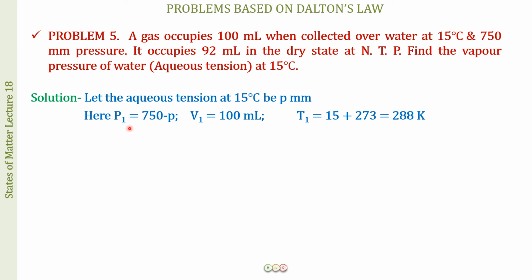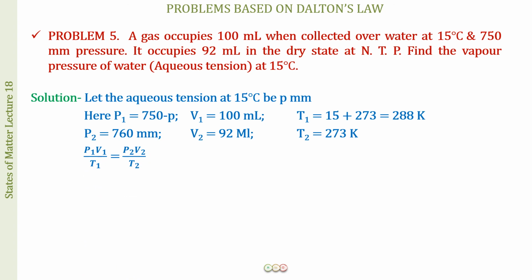right? And V1 given to us, the volume the gas is occupying, is 100 ml and the temperature is 15 degrees Celsius. So this is going to be 288 Kelvin. The next part is that we have the gas in the dry state at NTP. So here the pressure is going to be 760 mm and the volume given to us is 92 ml, and the temperature, because this is at normal temperature and pressure, is going to be 273 Kelvin.